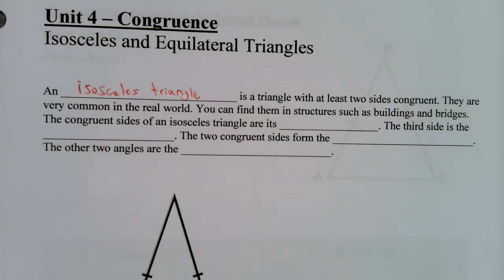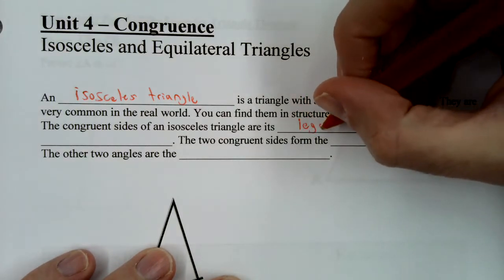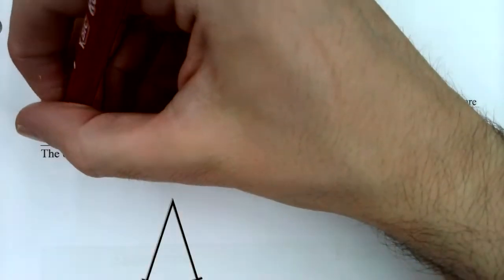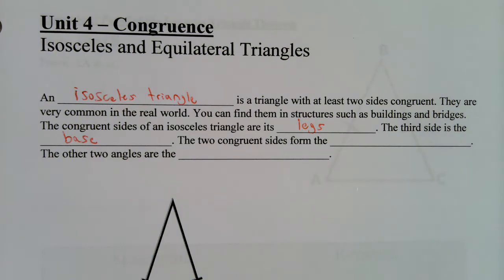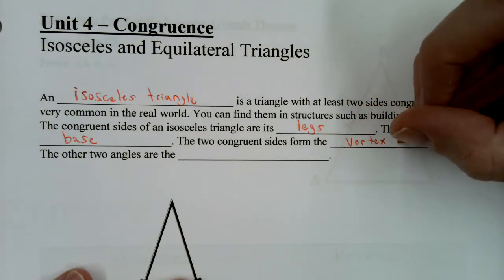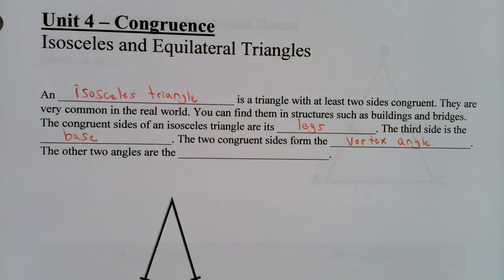They are very common in the real world. You can find them in structures such as buildings and bridges. The congruent sides of an isosceles triangle are called its legs. The third side is called the base. The two congruent sides form what's called the vertex angle. More on this in a minute. The other two angles are the base angles.